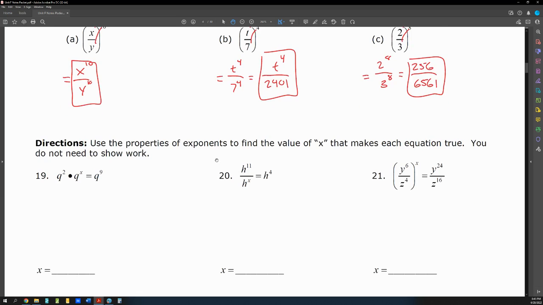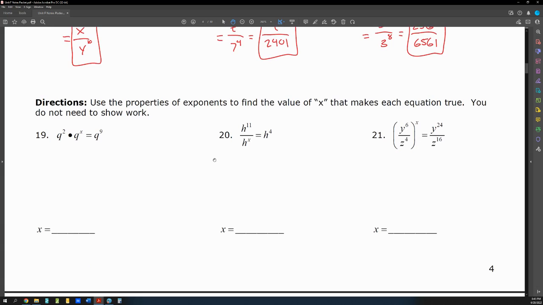All right, let's try a few more, and then we'll do some practice. So number 19, we don't have to show any work, but for what value of x would cause this equation to be true? We have q squared times q to the x equals q to the ninth. Now this is our product rule. So what number plus 2 is equal to 9? Remember, we add these exponents. So 2 plus x is equal to 9. Well, then x must be equal to 7.